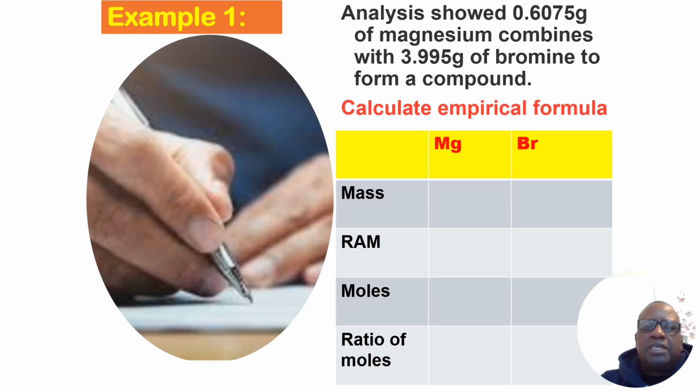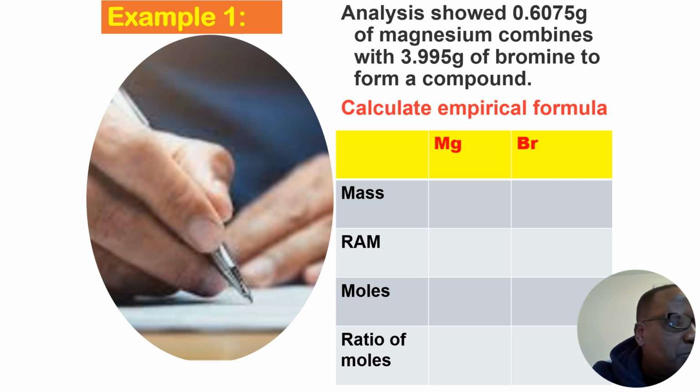But sometimes in exams, you are given questions where you are asked to work out the empirical formula. You would need a calculator here. You're given the mass of magnesium and the mass of bromine. So we use the table method.